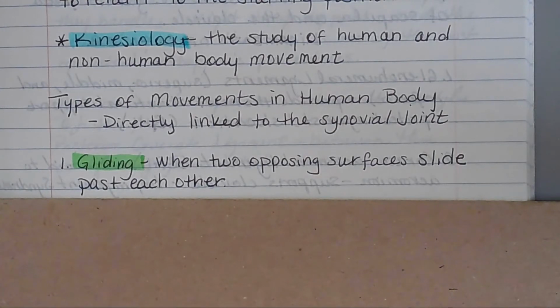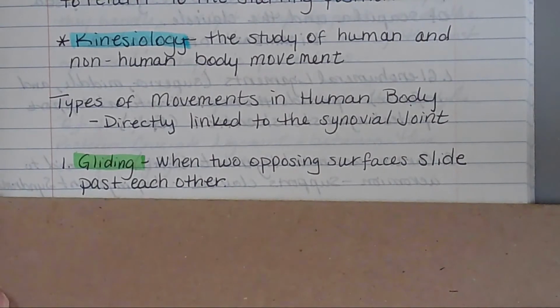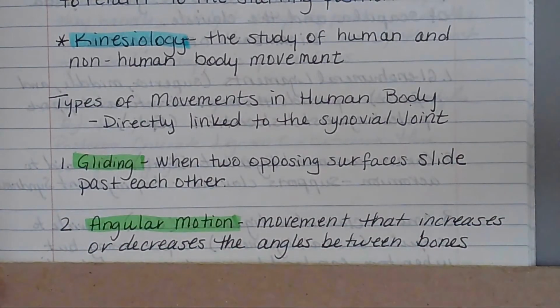The first is a gliding motion. This is where 2 surfaces slide past each other. Examples, similar to our structural components, are going to be things that occur in your carpals, that kind of stuff.